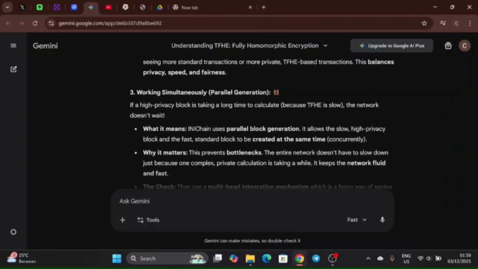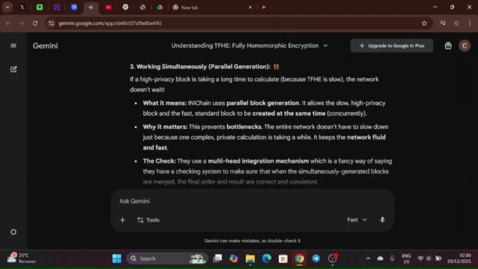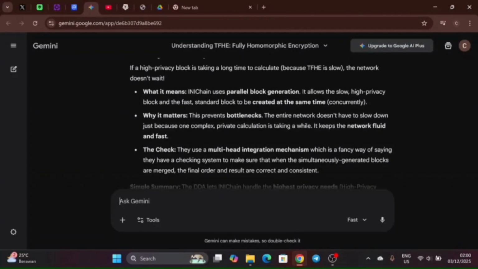Working simultaneously, parallel generation. If a high privacy block is taking long to calculate because TFHE is slow, the network doesn't wait. What does this mean? Anychain uses parallel block generation. It allows the slow high privacy block and the fast standard block to be created at the same time, concurrently. Why it matters is that it prevents a bottleneck. The entire network doesn't have to slow down just because one complex private calculation is taking a while.